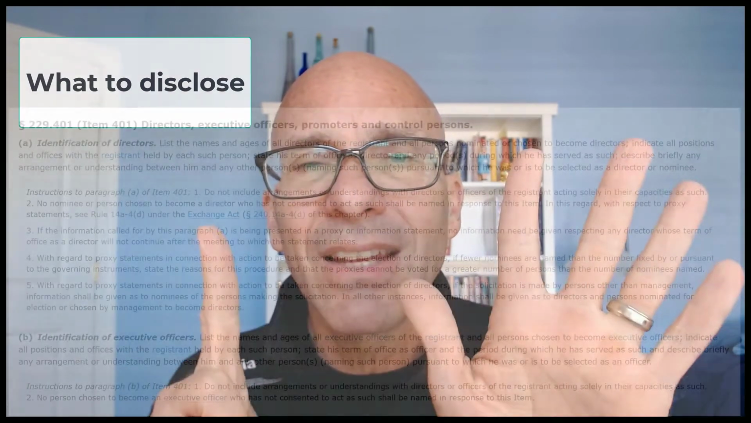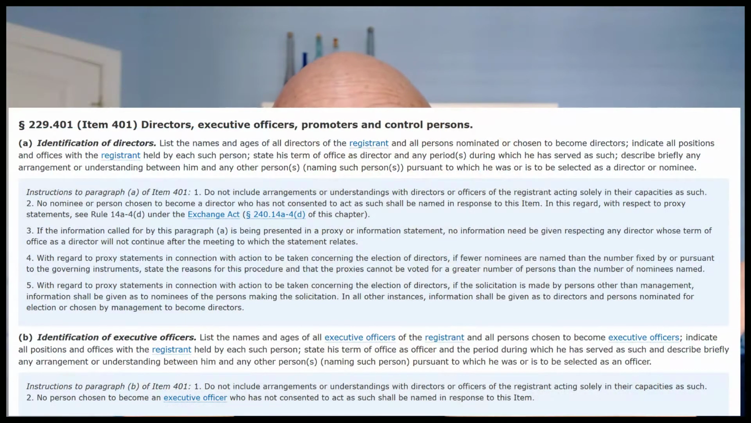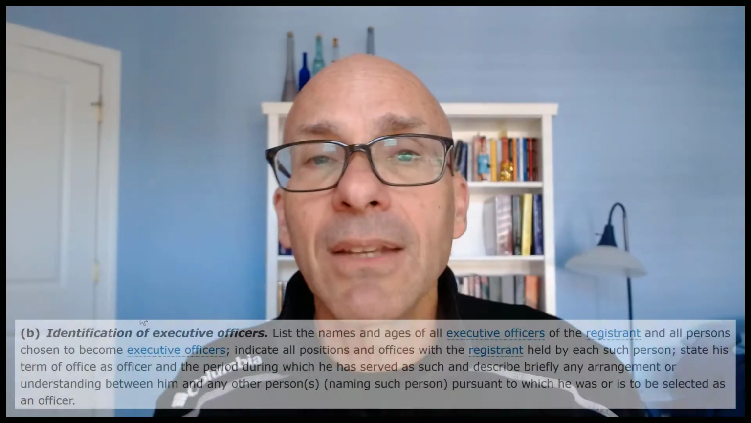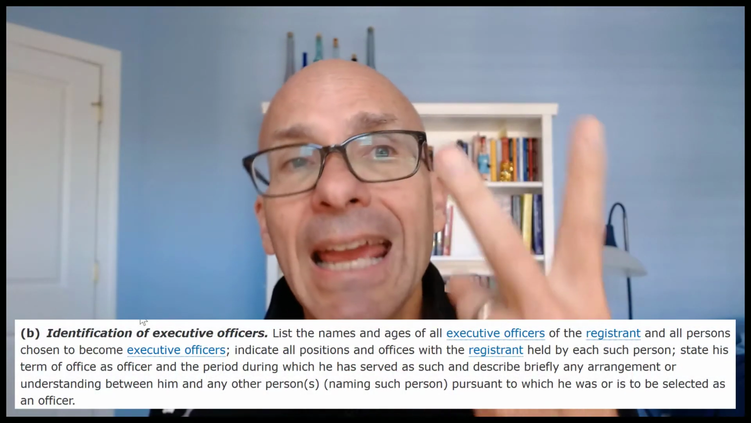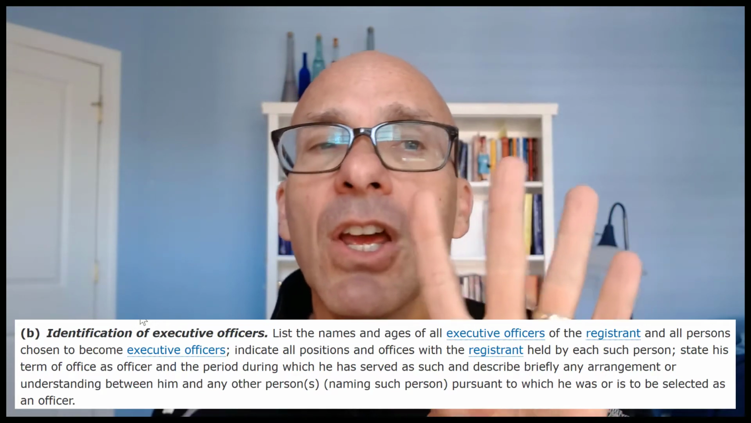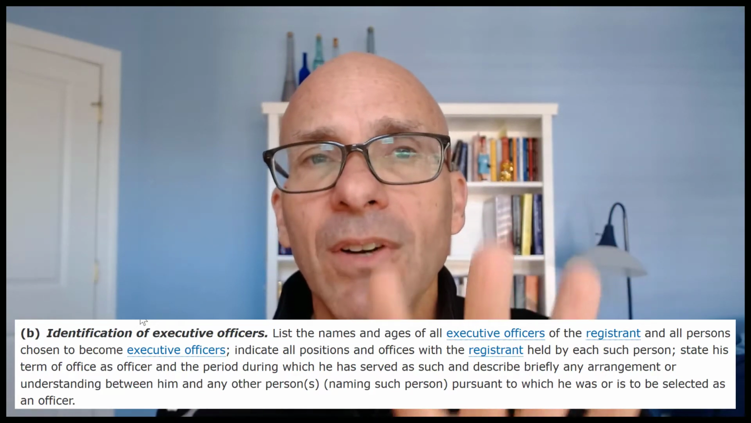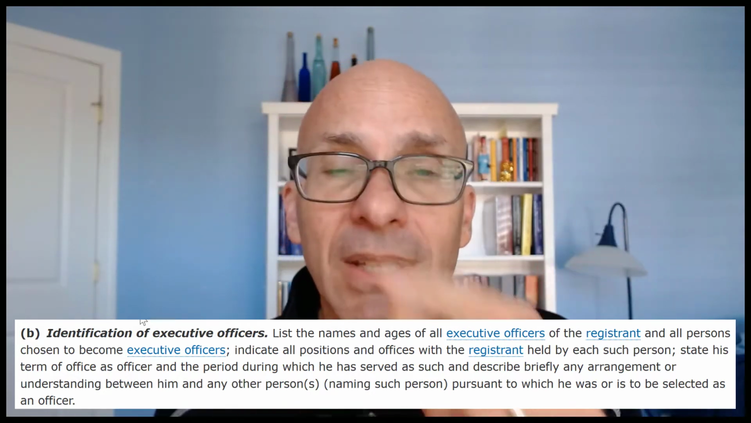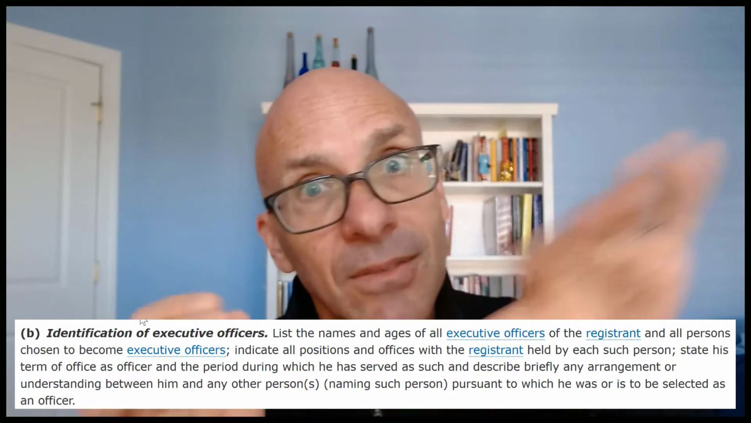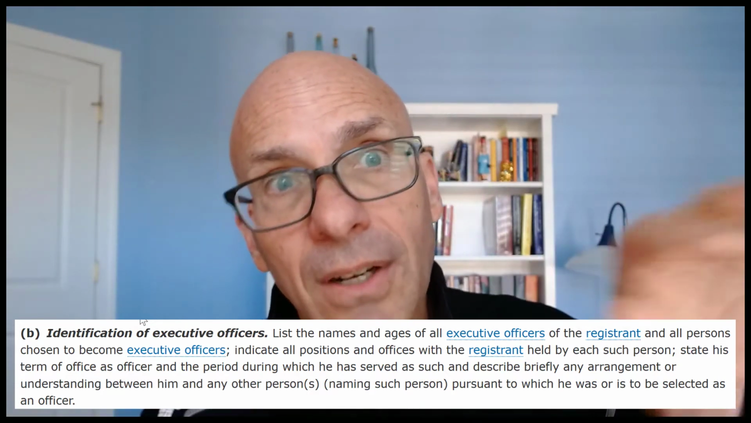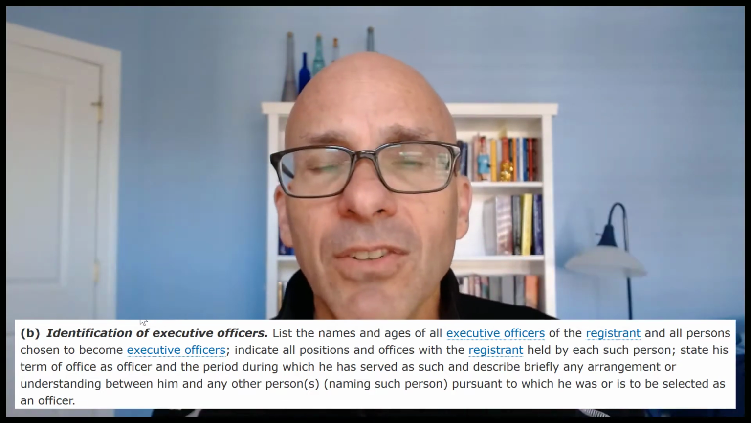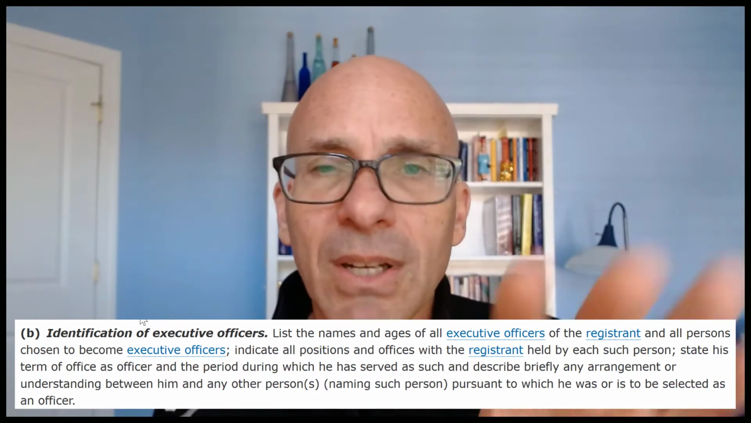Item 401 requires disclosure of 6 things for officers and then 7 things for directors. So the first 6 things for officers and directors and director nominees are overlapping. It's names, ages, positions in offices, terms of office and any period served, description of any arrangements between the insider and any other persons pursuant to which they were selected as an insider, like a stockholder nominated director, and then a description of their business experience over the past 5 years. And you read the reg to find out exactly what the details you need for that.